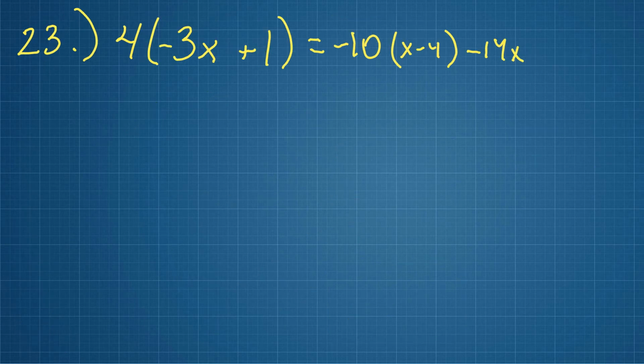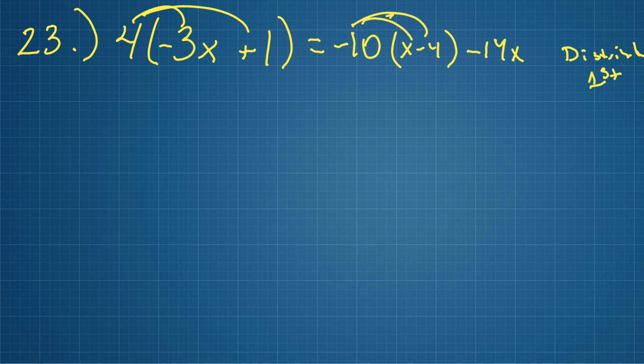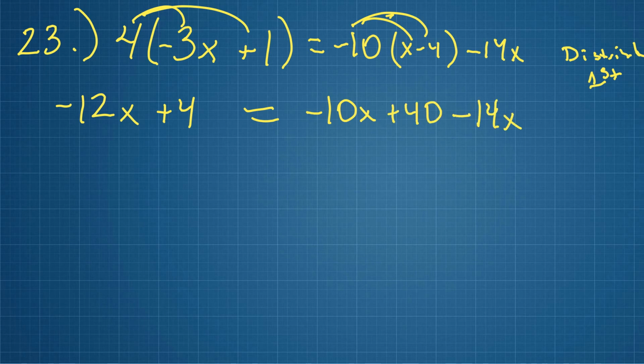Okay. Alright, so 23 is a little bit longer. I have 4 times the quantity minus 3x plus 1 equals negative 10 times the quantity x minus 4, all minus 14x. Now remember, you have to distribute first. So I have to distribute the 4 and the negative 10. 4 times negative 3 is minus 12x. 4 times 1 is plus 4. Equal sign. Negative 10 times x is minus 10x. Negative 10 times negative 4 is plus 40 minus 14x.